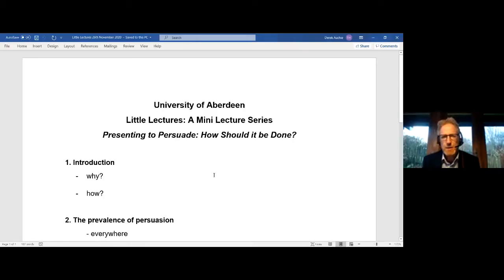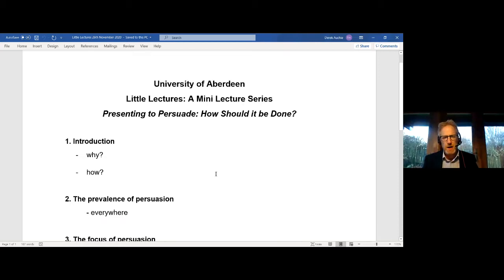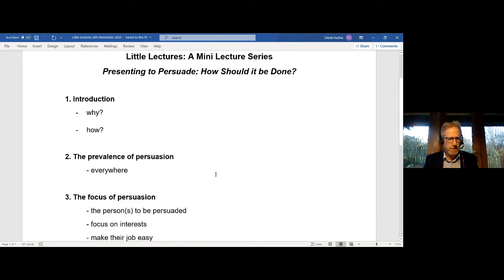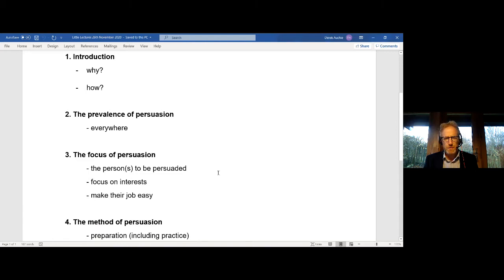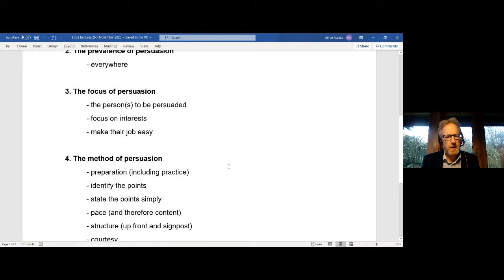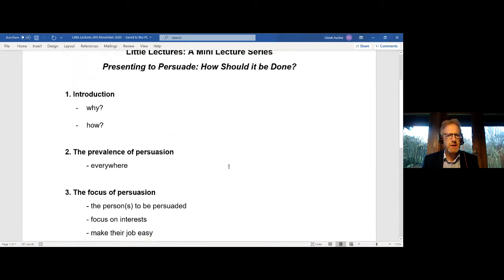The subject of the talk today is presenting to persuade. How should it be done? You should have on your screen the handout which I'm going to follow during this presentation, and it's split into 4 parts. I'm going to introduce what I'm going to say, and that will involve introducing myself at that point as well. I'm then secondly going to talk about the prevalence of persuasion. Thirdly, I'm going to talk about the focus of persuasion, and then fourthly, I'm going to turn to discuss some points on the method of persuasion.